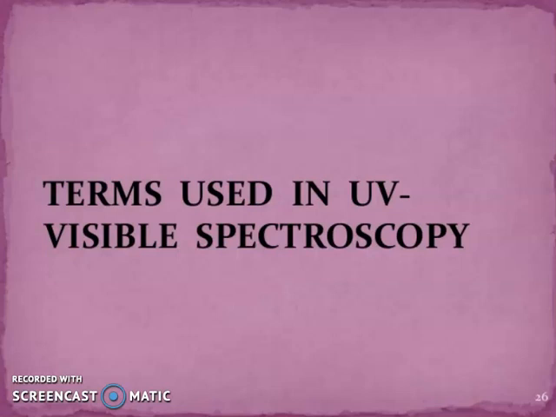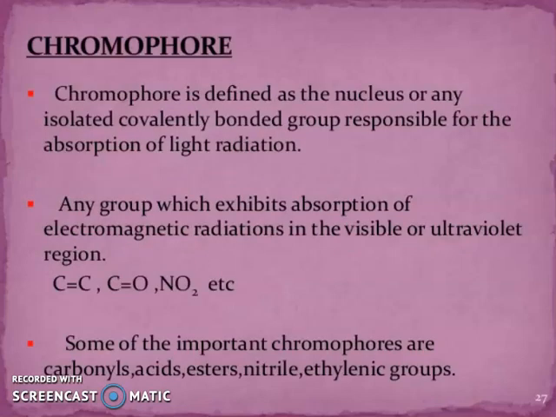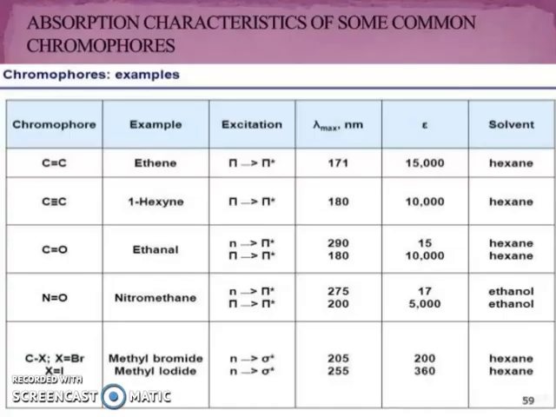Today in this video, I am going to talk about spectroscopy and especially terms used in UV visible spectroscopy. So let us start. The term chromophore. Chromophore is defined as the nucleus or any isolated covalently bonded groups responsible for the absorption of light radiation. Any group which exhibits absorption of electromagnetic radiation in visible or ultraviolet regions. Some important chromophores are carbonyls, acids, esters, nitriles, ethylenic groups.